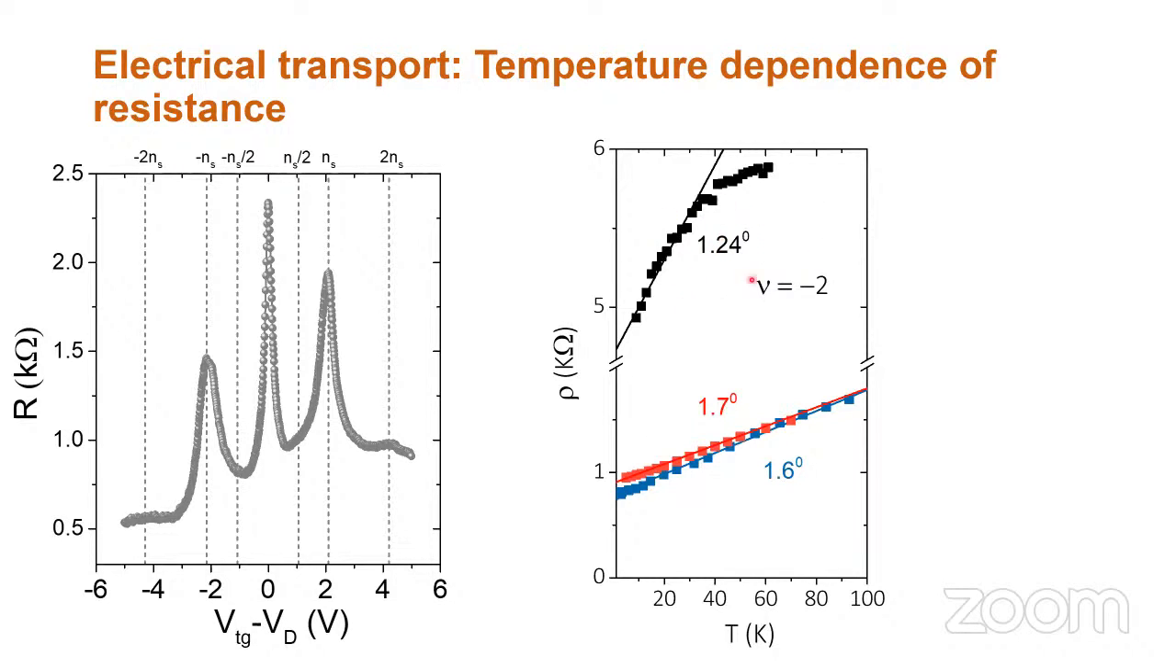We have another sample, which I'm going to show you later at 1.24 degrees. You can see the linearity is maintained, and there's a 1.7 degree sample, which has a very similar slope of rho versus T, but the linearity is maintained as usual.